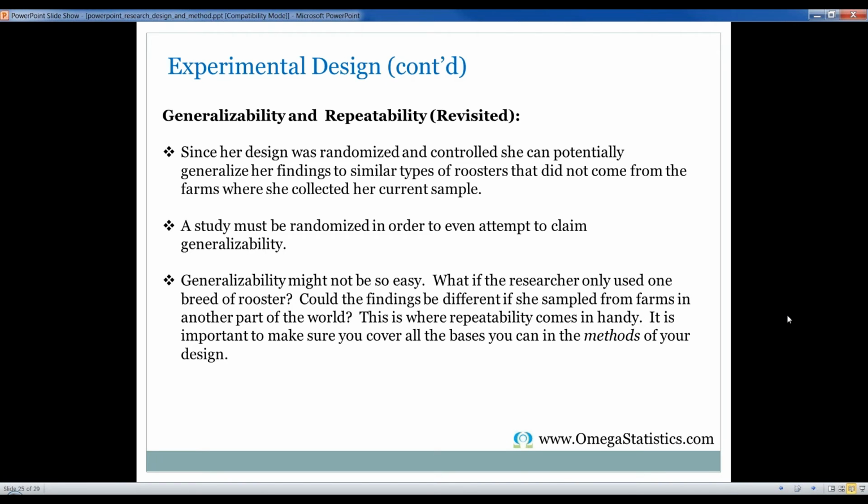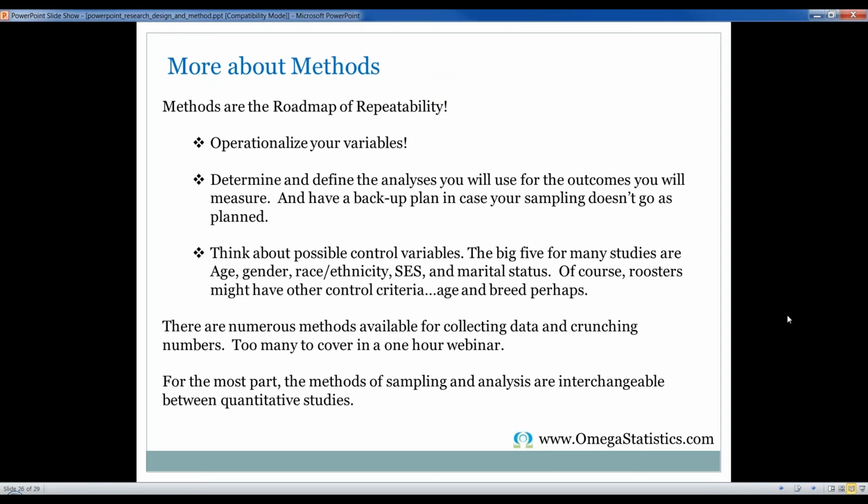Step by step. Okay, some more about methods. Methods are the roadmap of repeatability. Operationalize your variables. How are you going to code them? Are you going to code males as 1 and females as 2? Are you going to code them 0, 1? How are you going to code ethnicity? Are you going to use dummy codes where each ethnicity is a variable? Or are you going to make them white 1, African American 2, Asian 3? That depends on the test you're going to use. But it's always good to get those operationalized and get an idea.